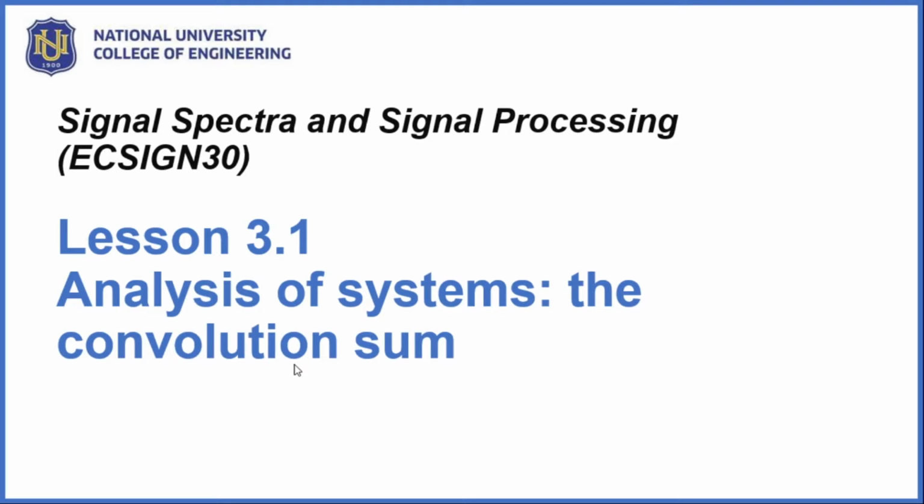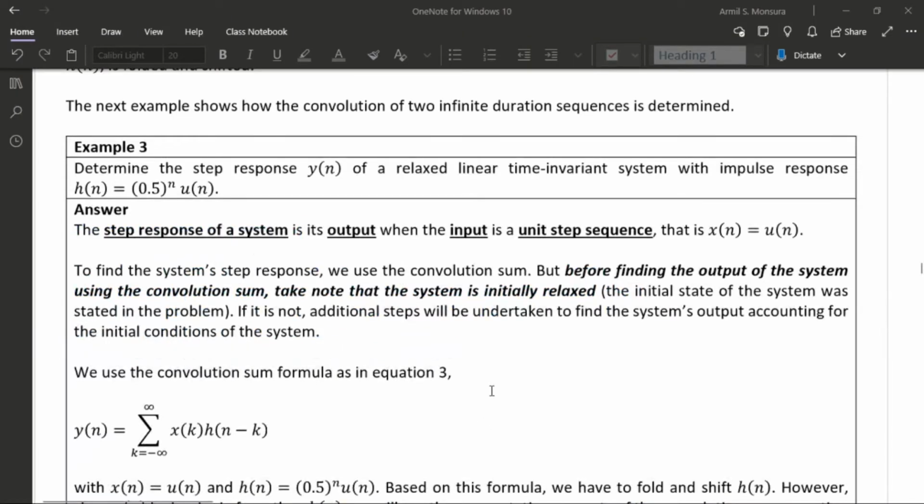Okay, so we will continue in the discussion of the convolution sum. At this point, we will work on an example 3. So again, we recall that in example 2, we have found the convolution sum of two finite duration sequences.